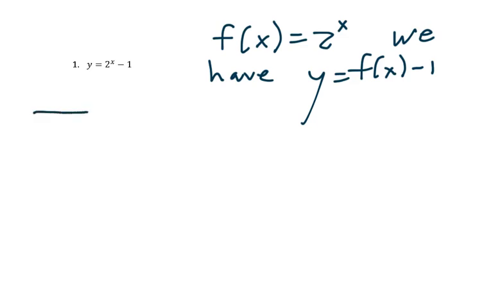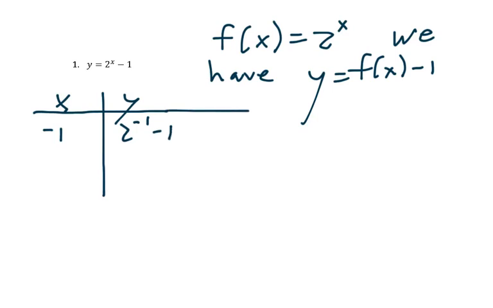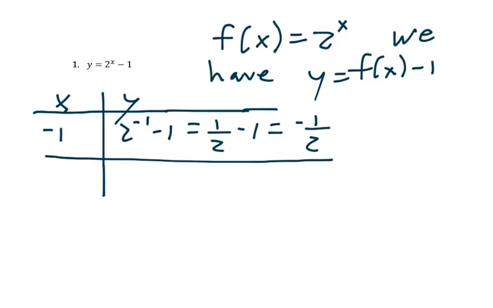Now, as before, it's good to get 3 points since we are involved with an exponential function. Here's x and here's y. So at negative 1, what are we going to get? We're going to get 2 to the negative 1 minus 1. Now, 2 to the negative 1 is 1 over 2. So we have 1 over 2 minus 1, which is negative 1 over 2. So that tells us we have the point negative 1, negative 1 over 2.